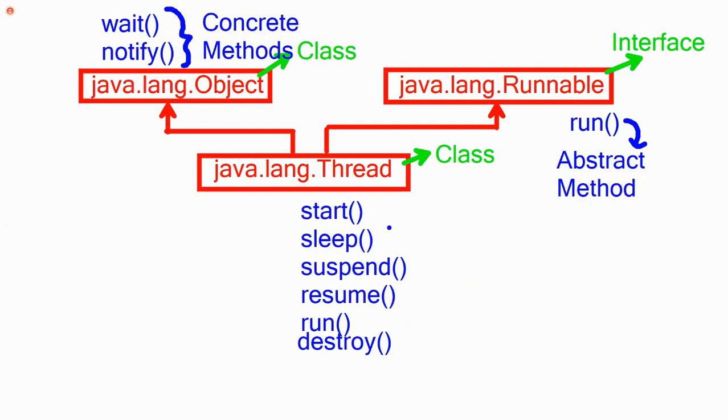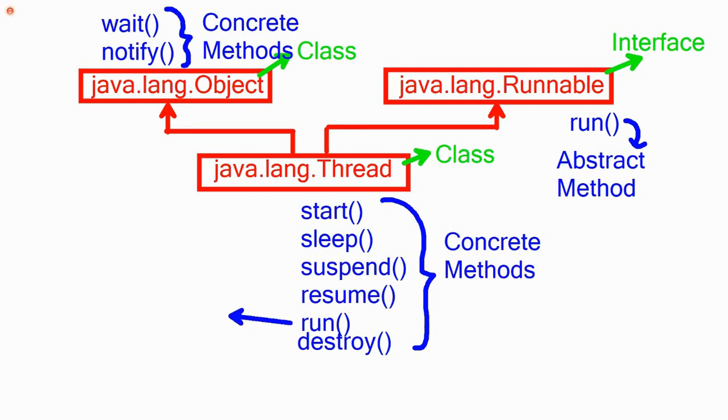Here, these are all concrete methods. Only the run method is also a null body method. Is a null body method an abstract method or a concrete method? A concrete method only. Statements will not be there, but the body will be there. Open brace, close brace will be there. Write this one.